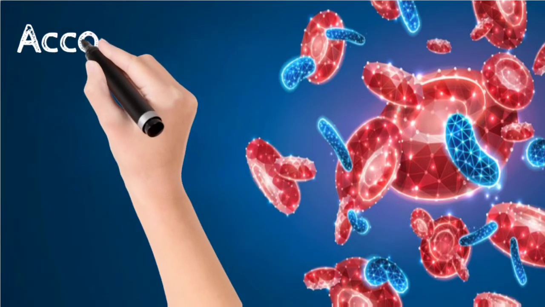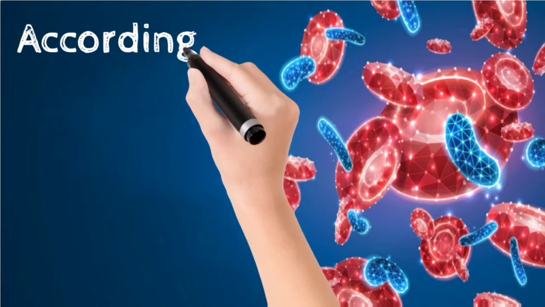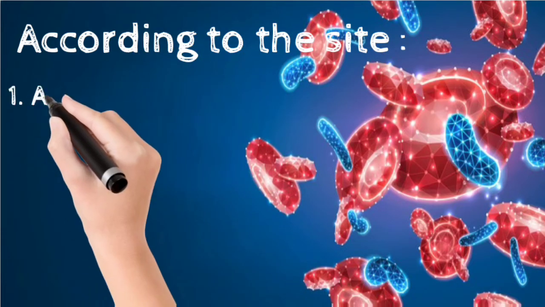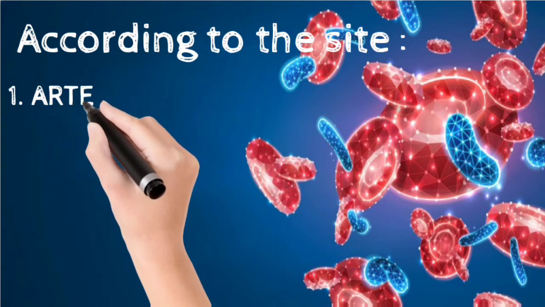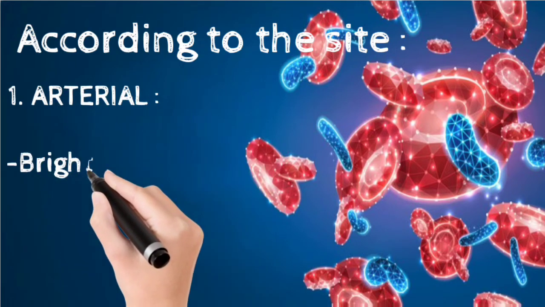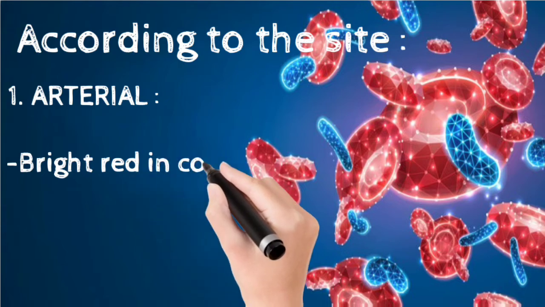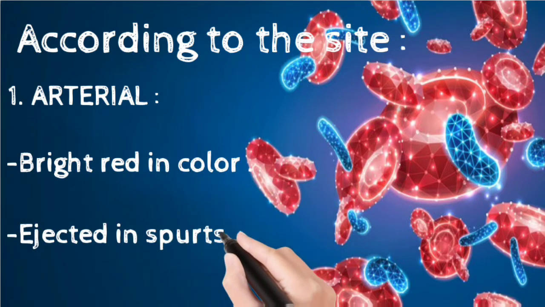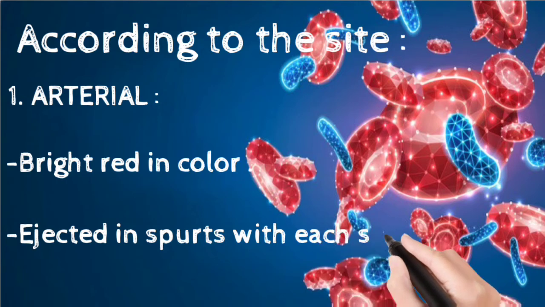Now next we see the types according to the site of the hemorrhage. In this there are three types. First one is the arterial. In this the blood comes from the artery. Blood is bright red in color. In this the blood is ejected in spurts with each systole of the heart.